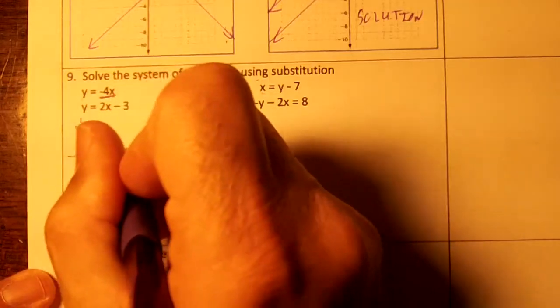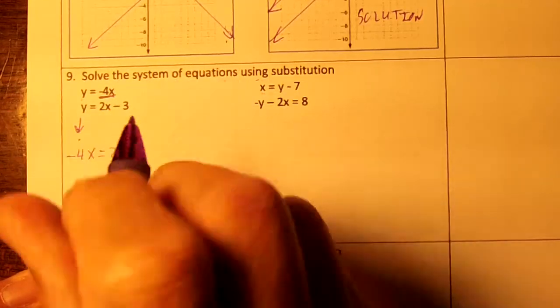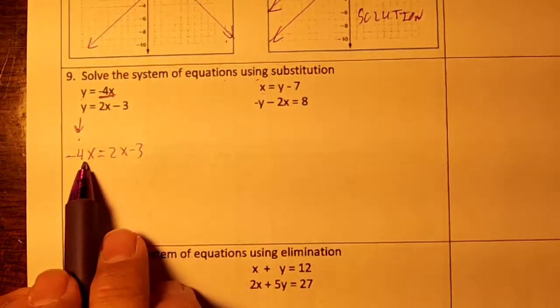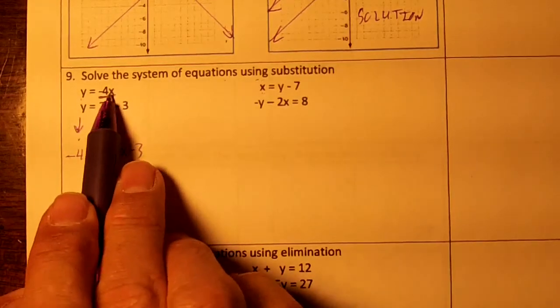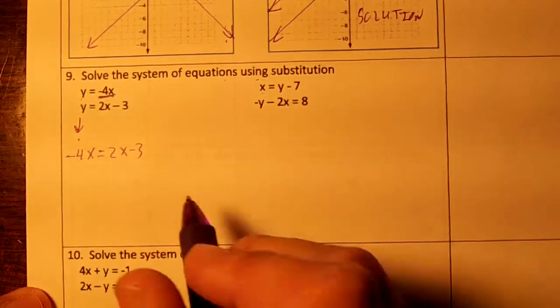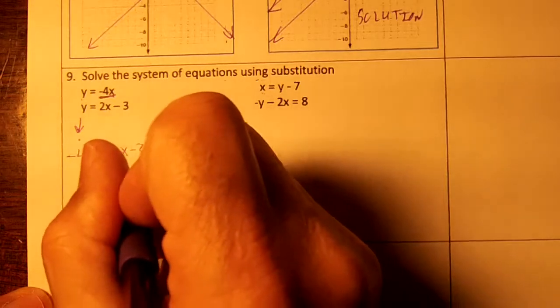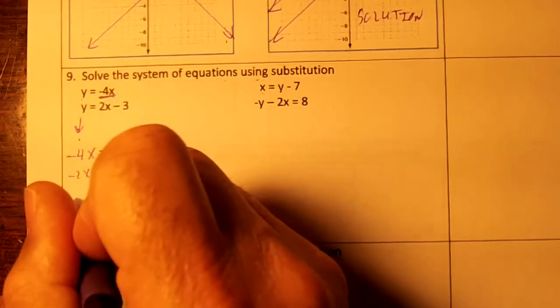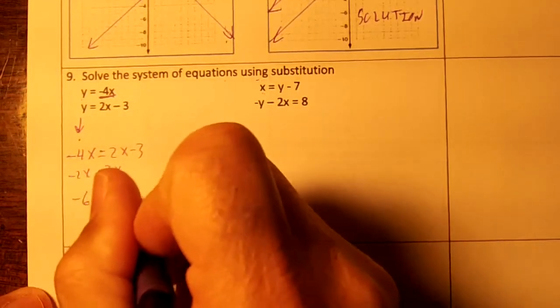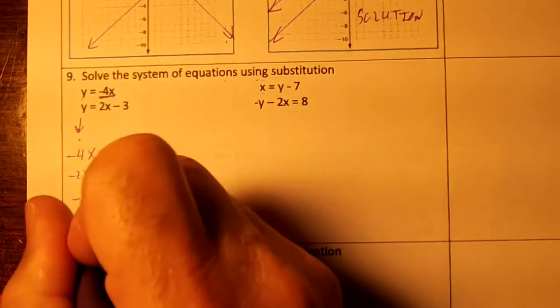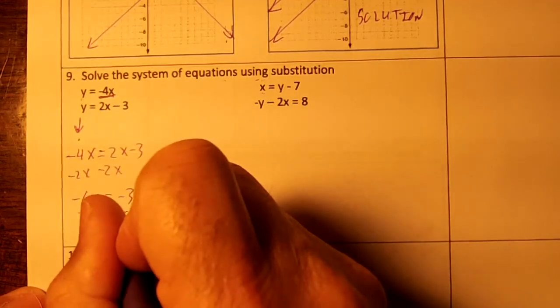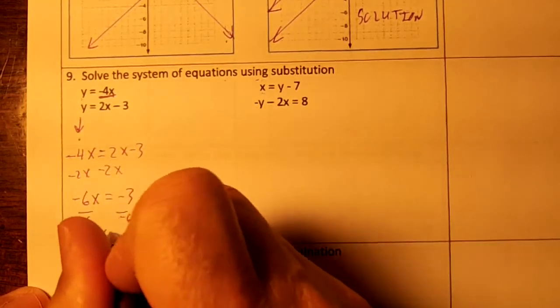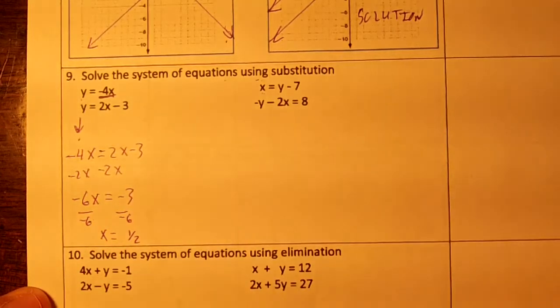And then I'm going to rewrite the rest of this equation. Notice our equation only has x. It does not have a y or x. That means we could solve this for x. So we're going to move the 2x to the left to combine our x's. Negative 6x equals negative 3. This will be a fractional answer. Two negatives make a positive, so x would be a positive 1 over 2.